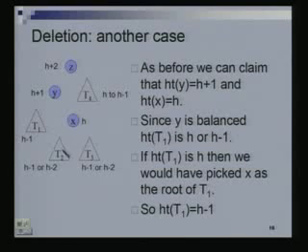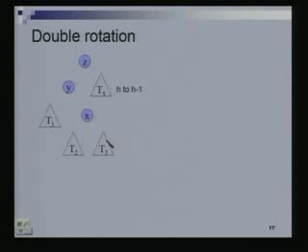Since the height of this is h, these are the same as before: h minus 1 or h minus 2 for both of them, with at least one of them being h minus 1. So this is a new picture now. Let me just copy it here. These are the heights of the various nodes and trees. Now let's do the double rotation step.